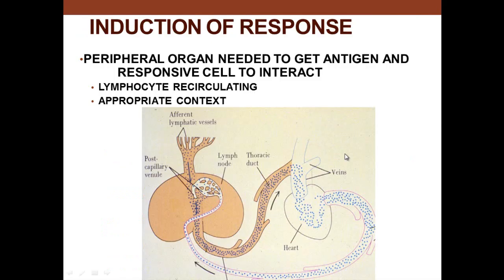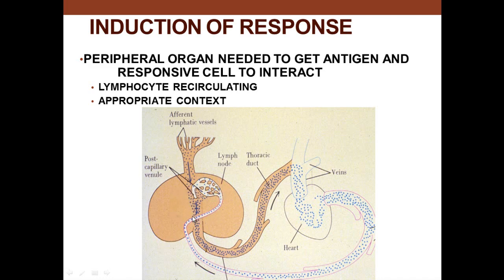So in terms of the response, the peripheral organs are needed to get the antigen to find the responsive cell. And that's part of the lymphocyte recycling. It recycles around. So here's the lymph node, and the postcapillary venules in through here. Blood is coming in through there. Some of the lymphocytes go out through there. They get out through the high endothelial venules into the lymph node and try to find their antigen.